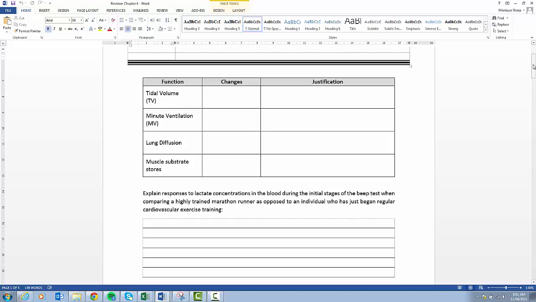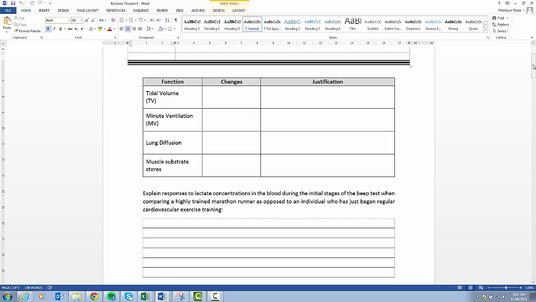So our justification. Why does tidal volume increase when we start to exercise? Let me put some words in there for you and you can create the sentence around it. The justification is that we need an increase in air so that we get an increase in oxygen, and we need an increase in oxygen to meet the demands of the exercise, because our oxygen requirement is higher.